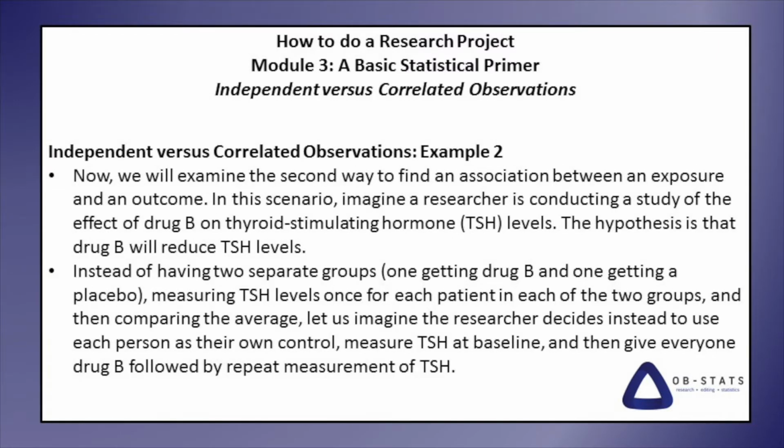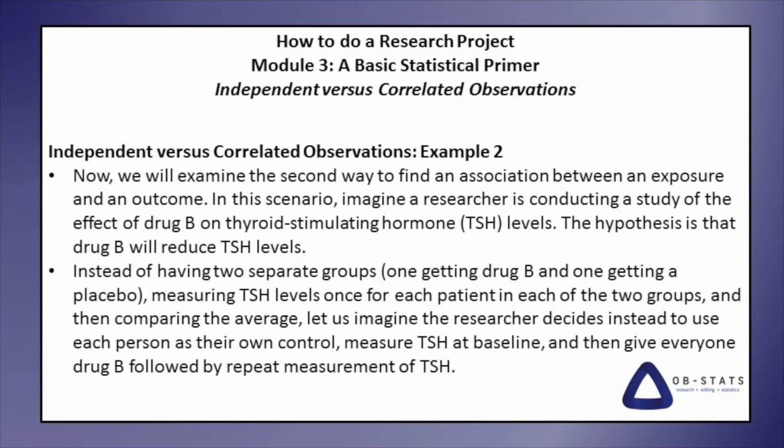Now we will examine the second way to find an association between an exposure and an outcome. In this scenario, imagine a researcher is conducting a study of the effect of drug B on thyroid-stimulating hormone, or TSH, levels. The hypothesis is that drug B will reduce TSH levels.